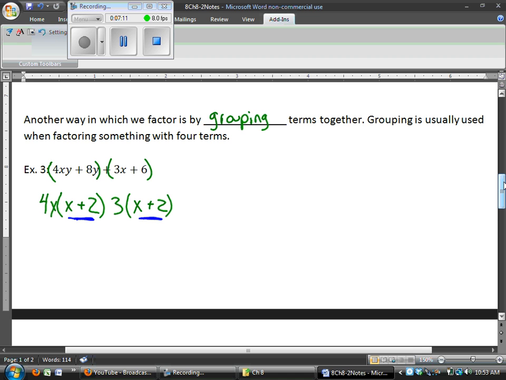So if those are not the same inside the parentheses after you factor stuff out, you made a mistake or it's not able to be factored. So the first thing you should check is to see if you made a mistake.